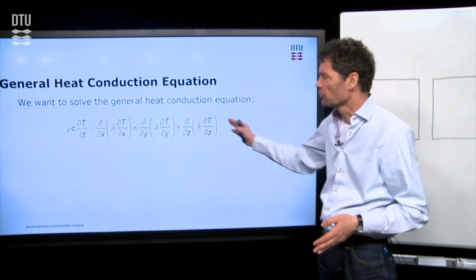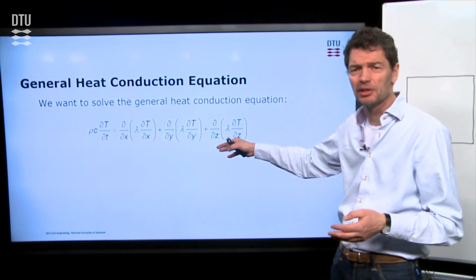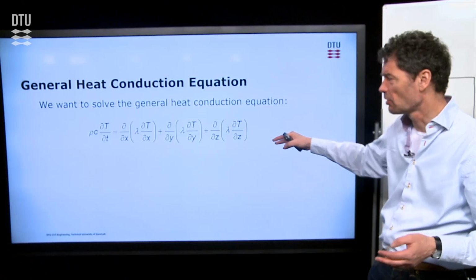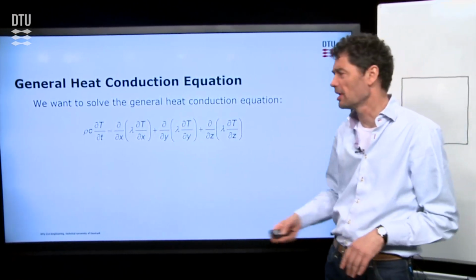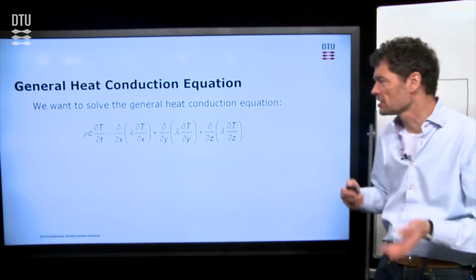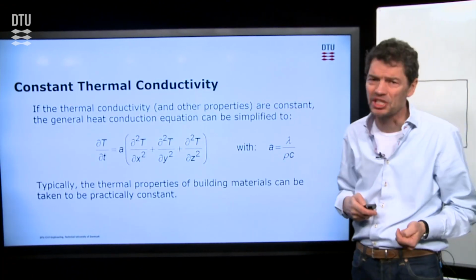But when we are general, we have 3 dimensions, so we have to use the temperature gradient in all 3 directions, and then in a general heat conduction equation, we can evolve how things develop with time. So that's a general heat conduction equation. But for this lecture, we look upon it a little bit more simply.